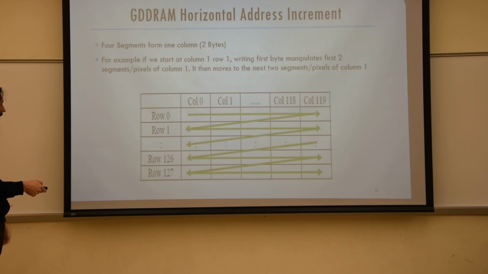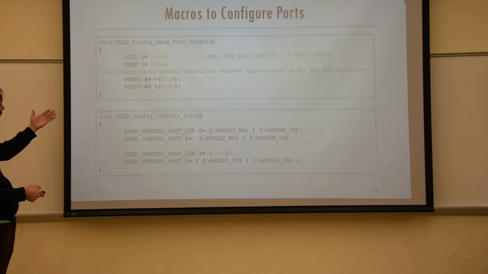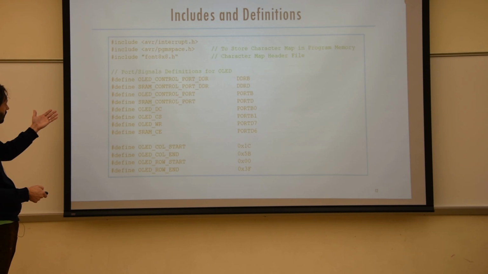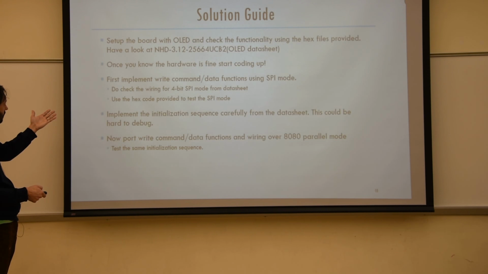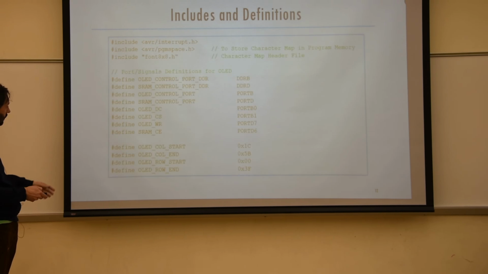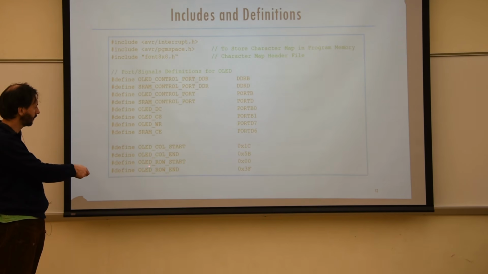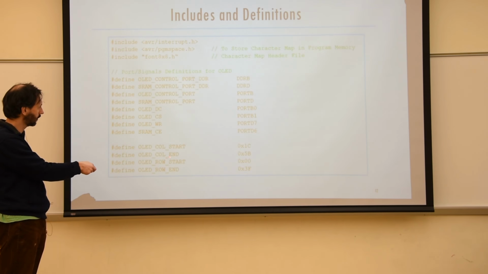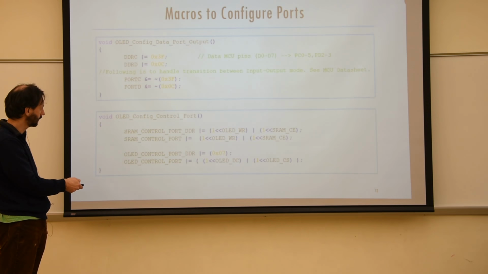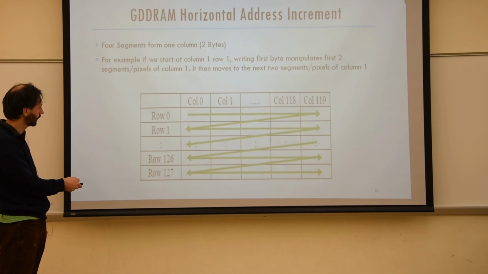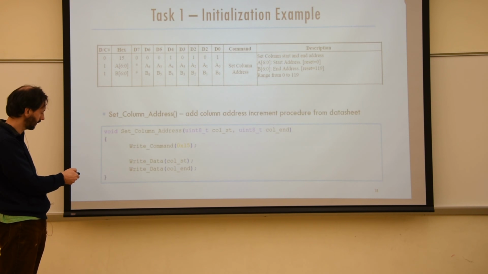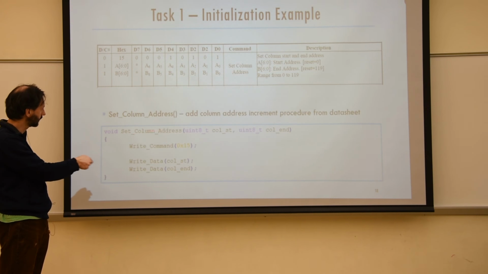And in our case, we have created in here, okay, well, we have this here. So we have an OLED row, column start and column end and so forth. And that is what you could use when writing this particular thing.